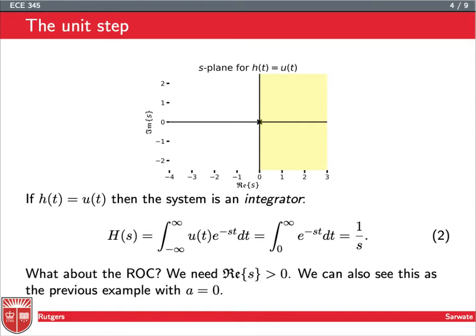But now we need the real part of s to be greater than 0, and you can see this as an example when a is equal to 0 in the previous example, but it helps to do it on its own just to plug in the integral and see how it works. So here, the region of convergence is just going to be the right half plane, marked in yellow here.